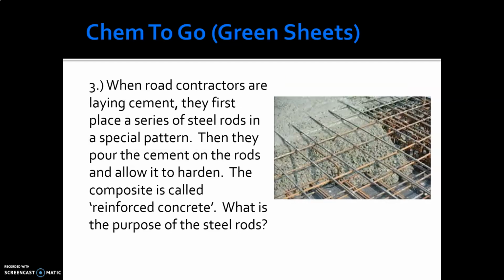For number 3 on your Chem to Go, when road contractors are laying cement, they first place a series of steel rods in a special pattern. Then they pour the cement on the rods and allow it to harden. The composite is called reinforced concrete. You may have seen people working on the roads, especially the concrete medians that you see between lanes of the highway, which is often reinforced concrete. So, what is the purpose of these steel rods?